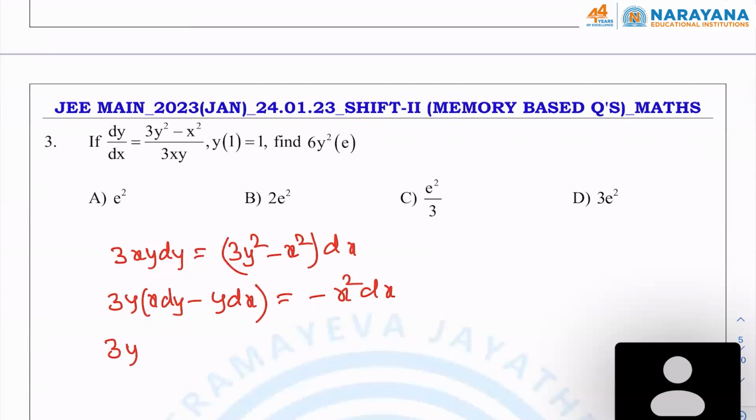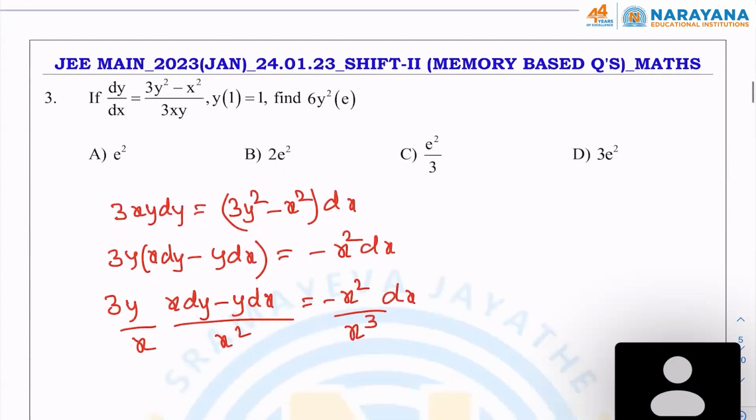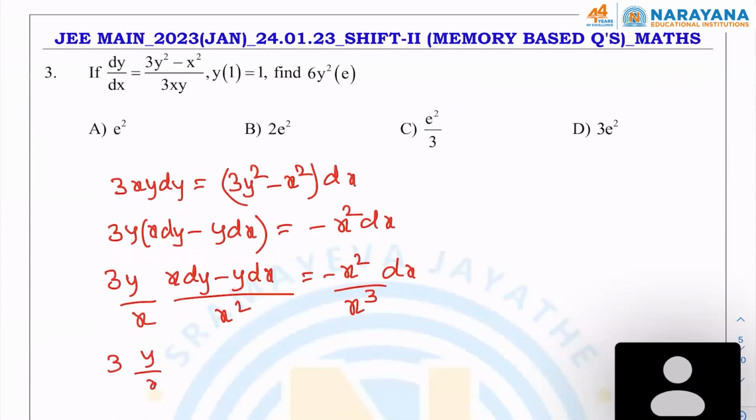Now 3y, here we have x dy minus y dx. So I will write x dy minus y dx by x square, and here also I will write y by x. So here we are multiplying with 1 by x cube on the left hand side. So on the right hand side also I have to multiply with 1 by x cube. Now here this is 3 into y by x, and this is d of y by x, is equal to minus dx by x.